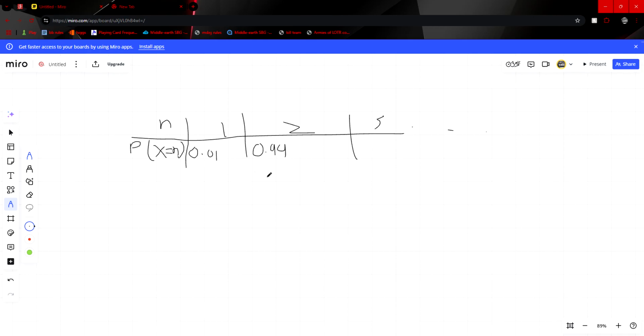So the chance of failing on the first turn, and then the chance of it succeeding on the second turn, 0.02. And then the next one, 0.98 times 0.99 times 0.03.